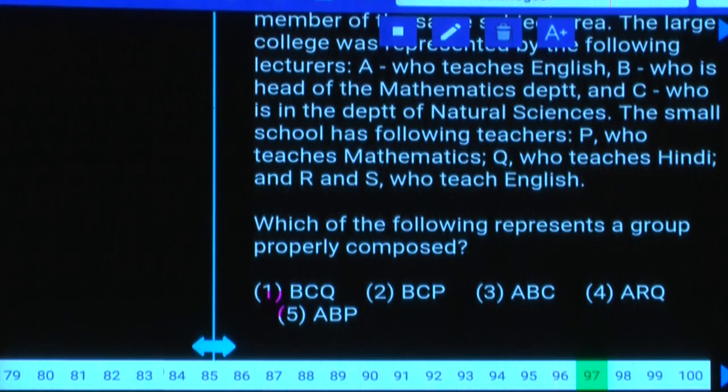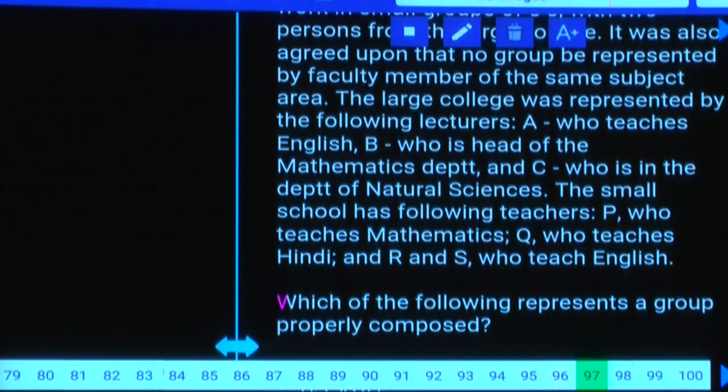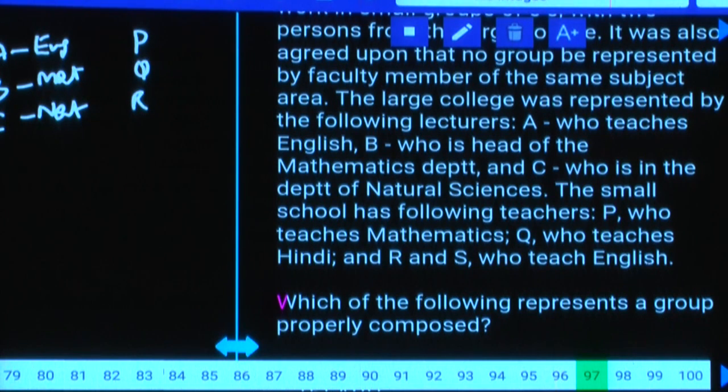Then question number 97. Now 97, tell me who are the persons from college? A, B and C. And A is what? A is English, and B is mathematics, and C is natural science. And from the school, P, Q, R and S, and P is what? Mathematics, and Q is Hindi, and R and S, both these 2 persons from English.